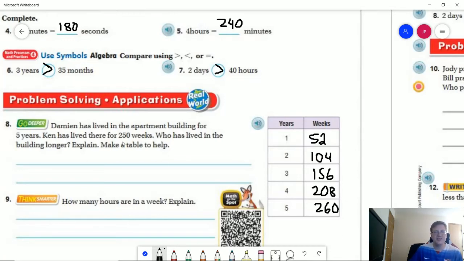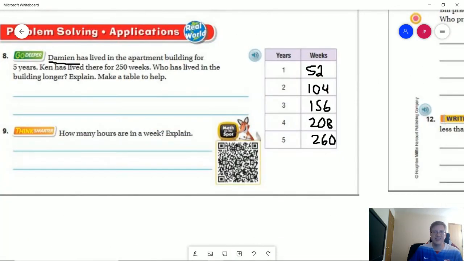So who has lived in the building longer? That would be this person right here. We don't really need to do an explanation. I don't know why they gave you several lines to write with for that. They just ask you to use the table to help.